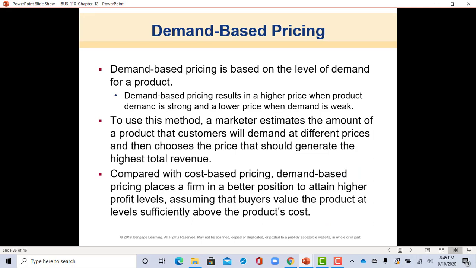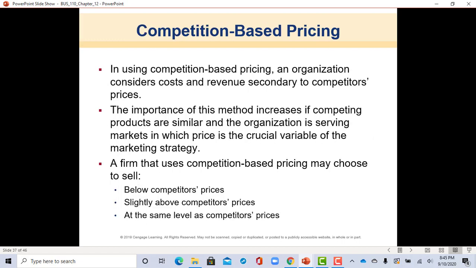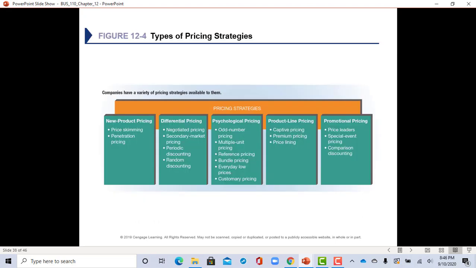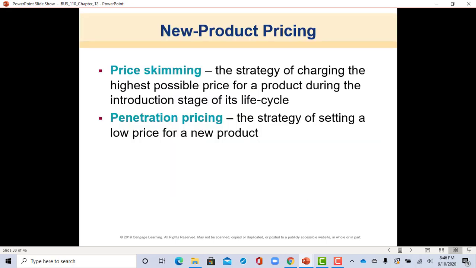Demand-based pricing: the effectiveness of this method depends on the firm's ability to estimate demand accurately. Competition-based pricing can help to attach a pricing objective to increase sales or market share. And here's a visual comparing pricing strategies, and we'll talk about each of these individually. So, new product pricing: price skimming sets a high price at first, while penetration pricing sets a low price at first.